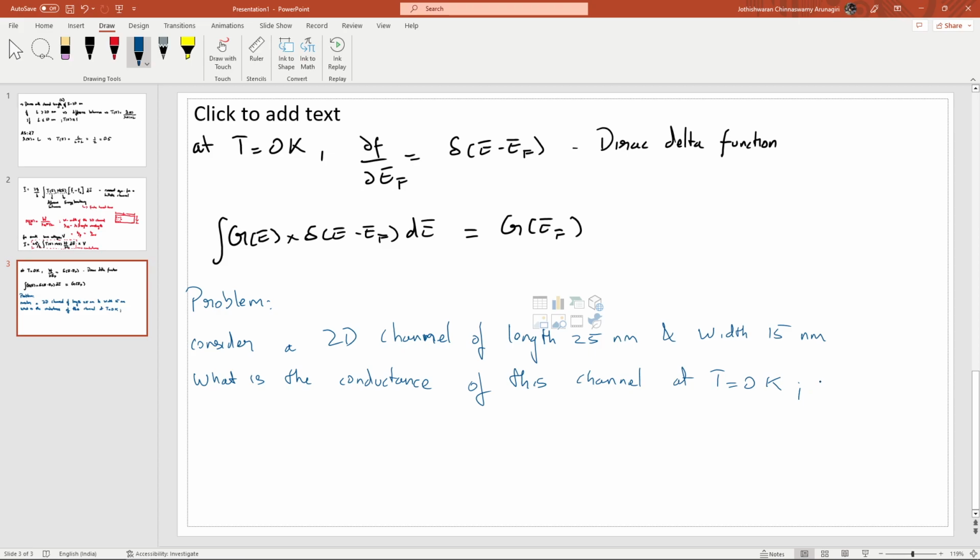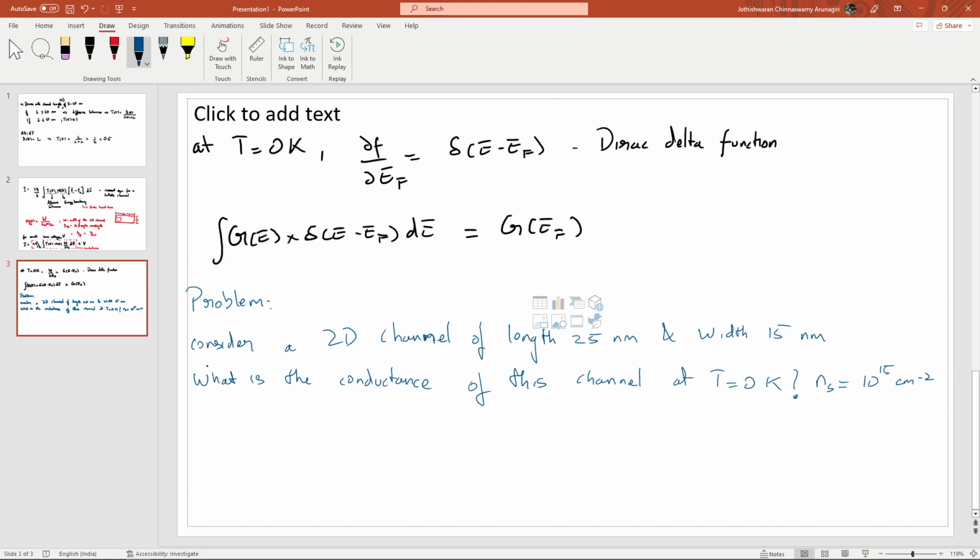Now, in addition to this, we are also giving the surface charge density to be, say, 10 to the power 15 per centimeter square. So this is the question. I should have actually put a question mark here. So how do we solve this question?